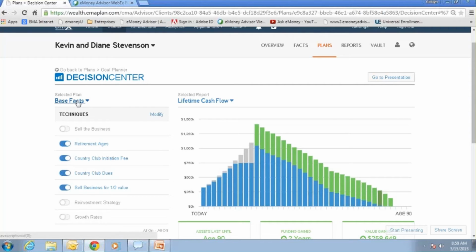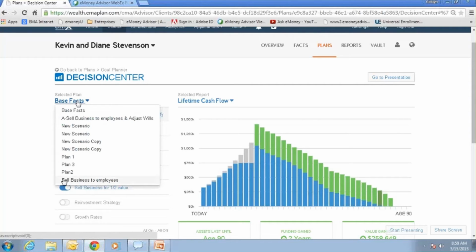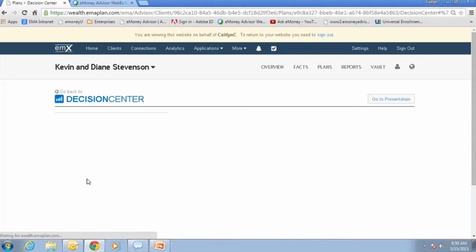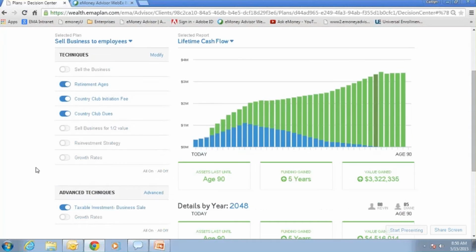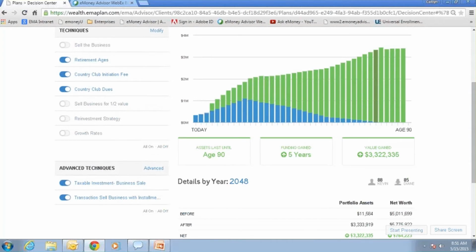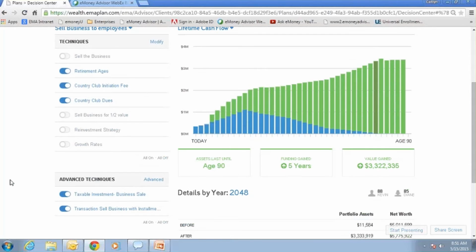So you can click into Base Facts, you can click on the plan that we've created to sell the business to employees. We'll turn that on. Turn this guy off. And you're going to see all of your advanced techniques listed below. So you can see that what we did was we created a shell of a taxable investment, and we created the transaction that, again, they were selling the business to their employees and taking back income over a period of 10 years that was being placed into this taxable investment.